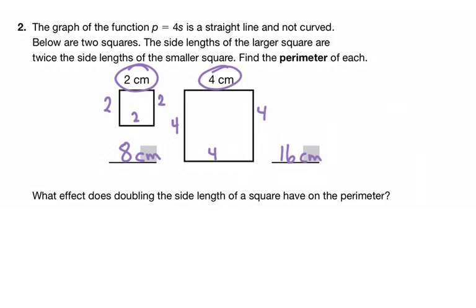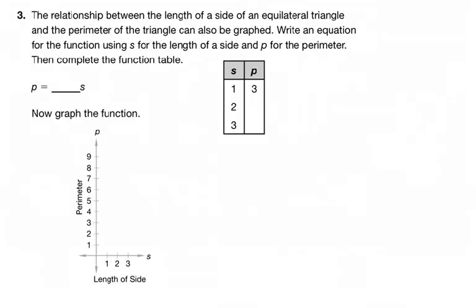Good. I hope you noticed that the smaller square was 8 centimeters and the larger square was 16 centimeters for their perimeters. And 8 times 2 is 16. So if I doubled my side, I also doubled my perimeter. So the perimeter is doubled if you double your side.